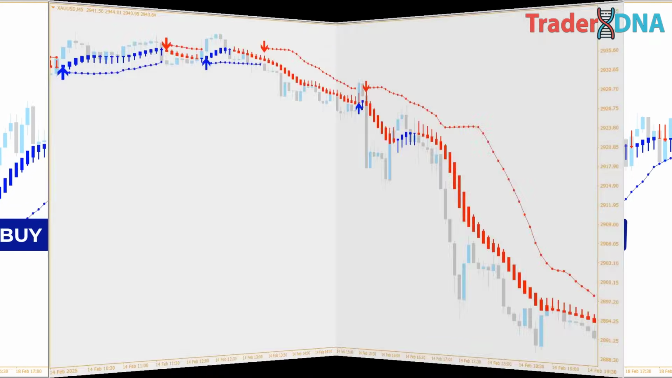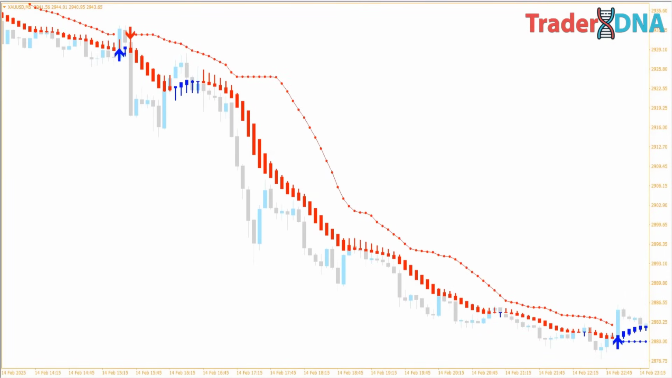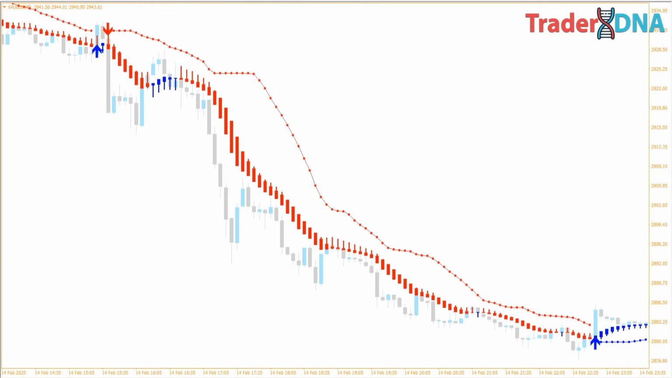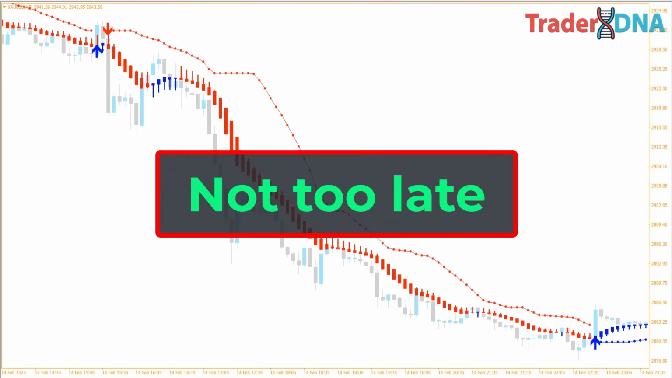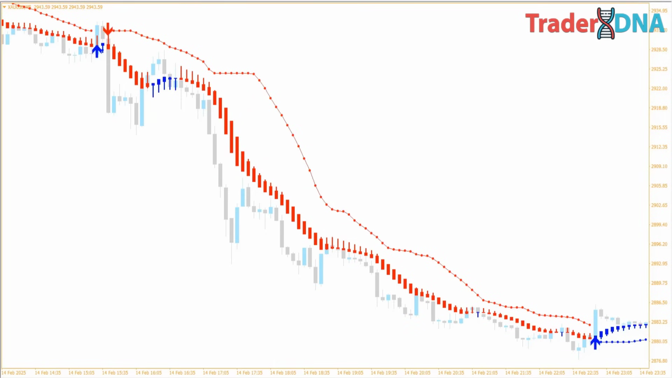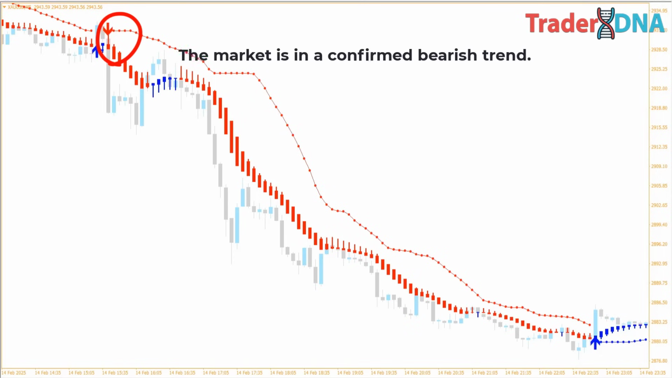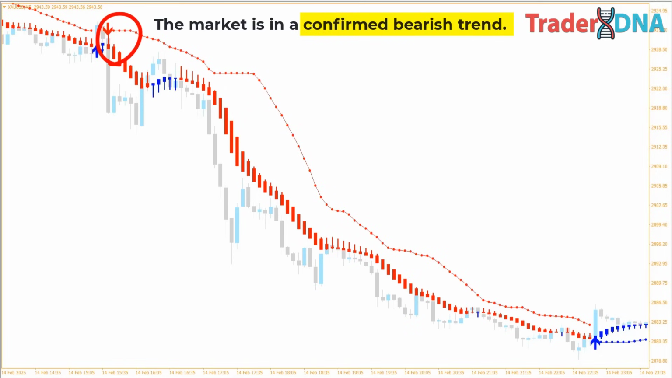Alright traders, now let's flip the script and break down how to execute a sell entry using this powerful strategy. Just like before, we're following clear, precise rules to ensure we enter the market at the right moment, not too early, not too late. Let's get started. Step 1. Confirming a bearish trend. First things first, we need to confirm that the market is in a downtrend. Look at indicator profitable strategy 1 and indicator profitable strategy 2. If both are red, that tells us we are in a valid bearish trend.